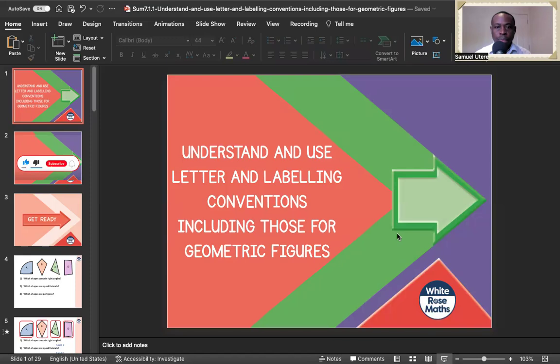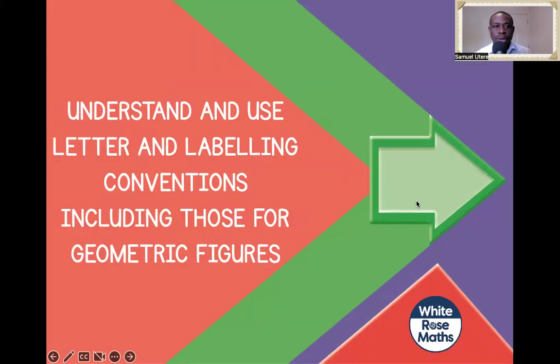Welcome to Summer Term 3, Block 1, Constructing, Measuring, and Using Geometric Notation. Lesson 1. I'll share my screen. So in this lesson, you're going to learn how to use letters and labeling rules or conventions. Conventions means rules, the rules of how we do things in maths for geometric figures. So you will learn how to use letters to label geometric figures properly.